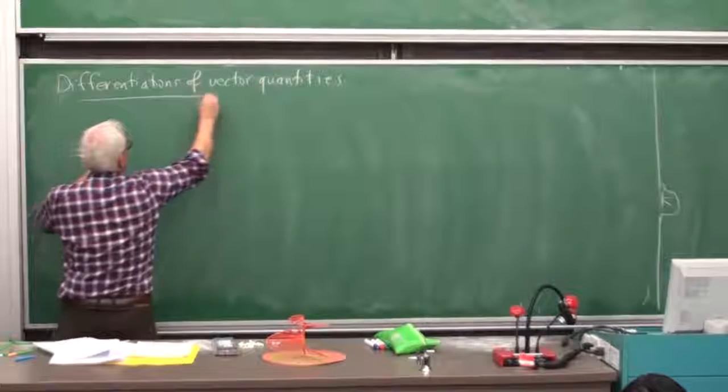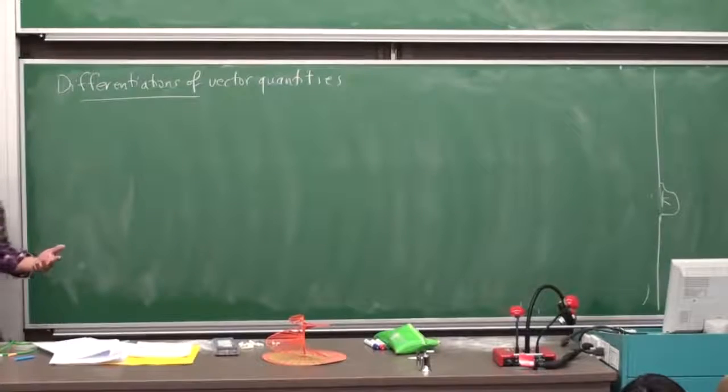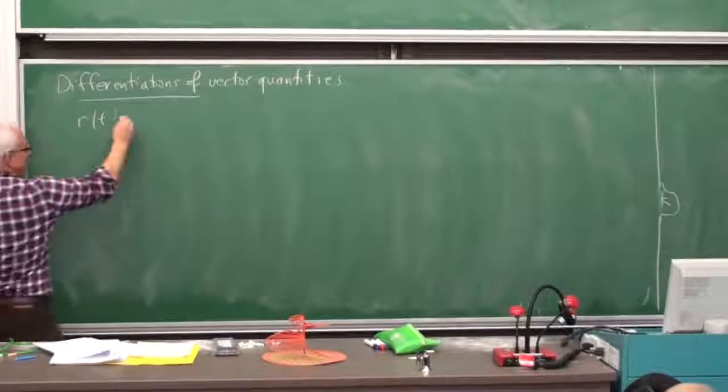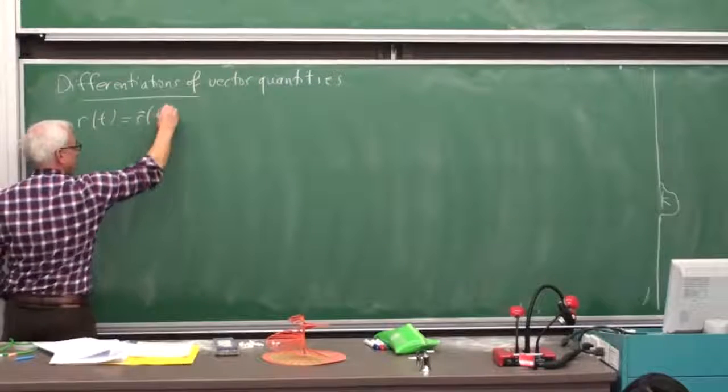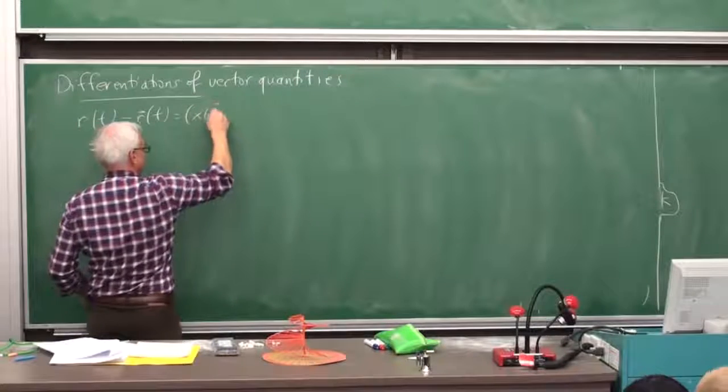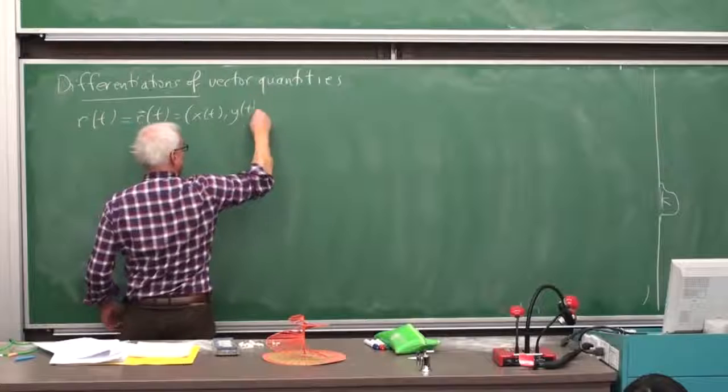So we're going to be thinking about vectors which depend on time. I'll write R of t, but most of the time I will be thinking of a vector R of t. Typically it has components x of t, say y of t, z of t.